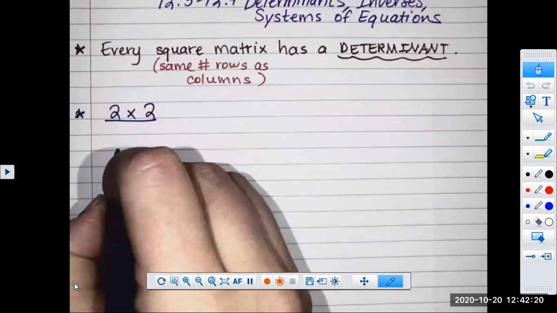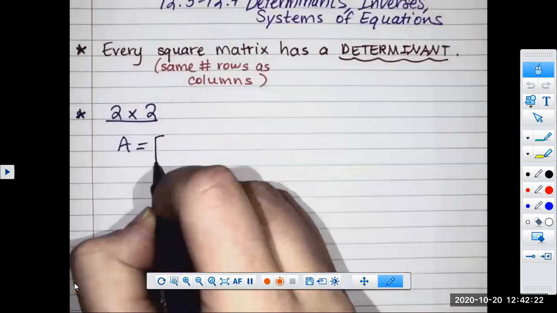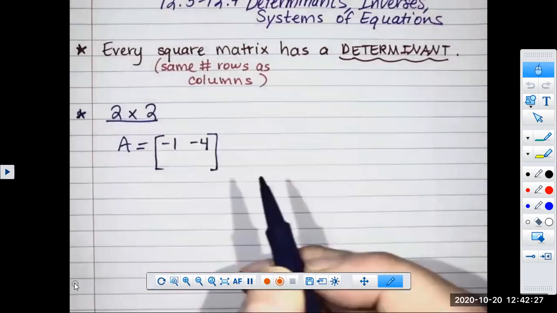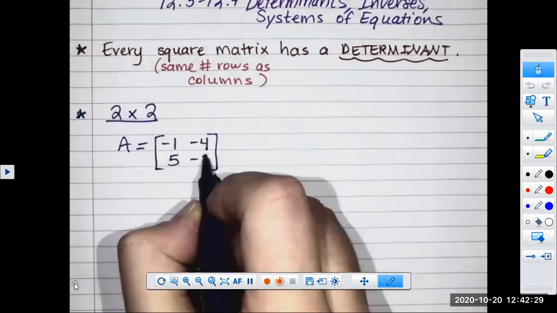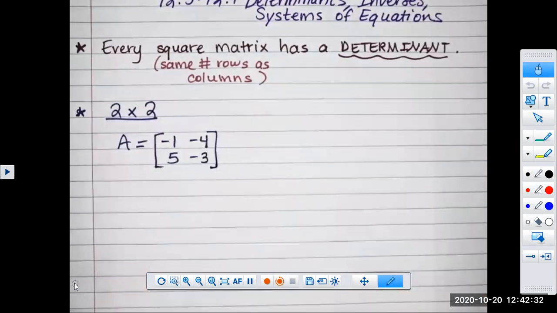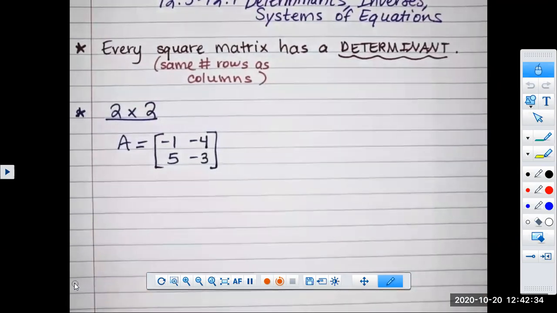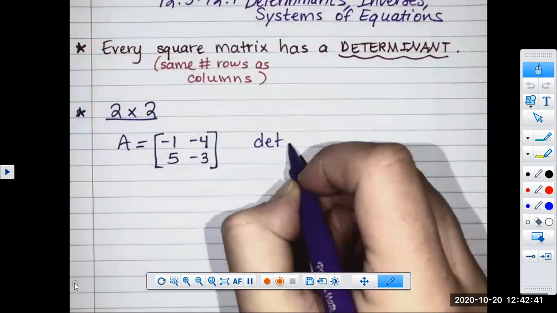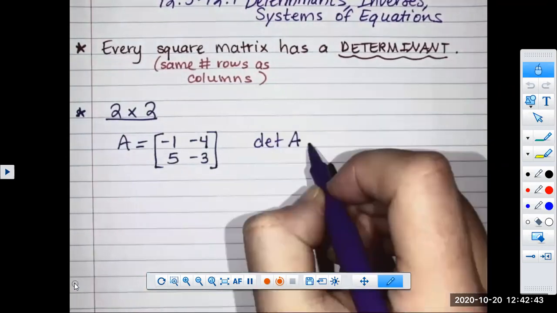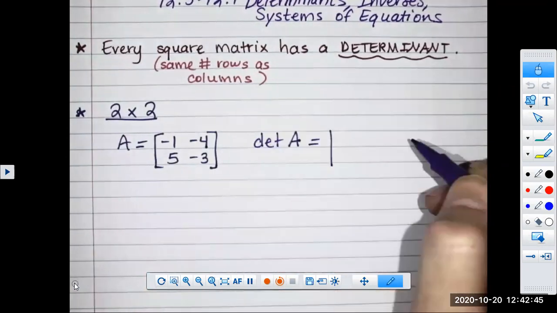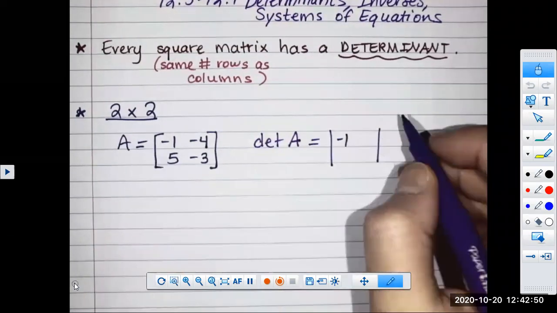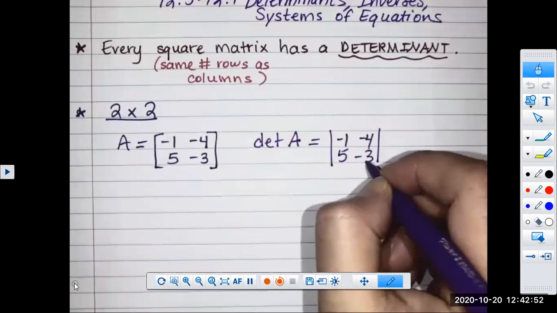All right, let's say you have matrix A. When you see the notation for determinant, this is what it looks like. They'll say find the determinant of A, or they may show vertical bars instead of the bracket. So if you see either one of those, that means find the determinant.